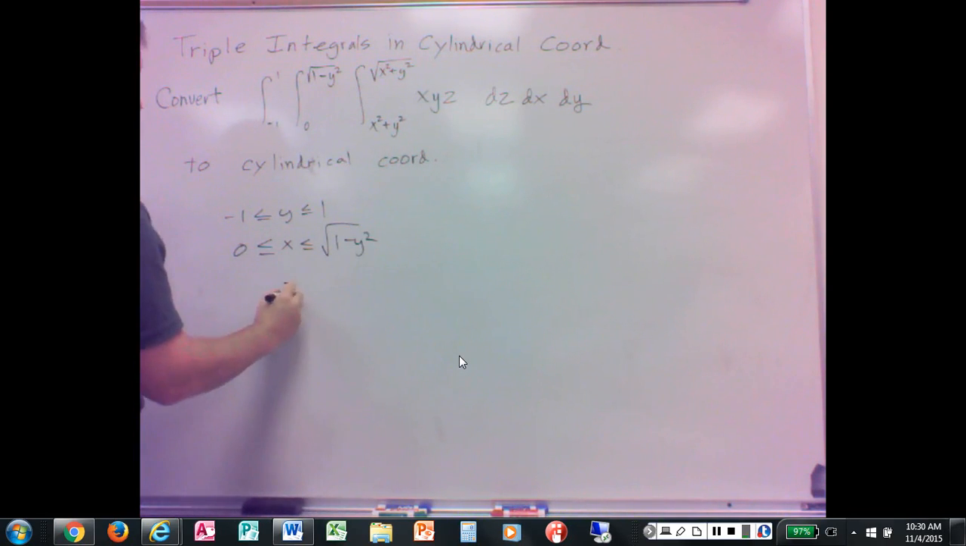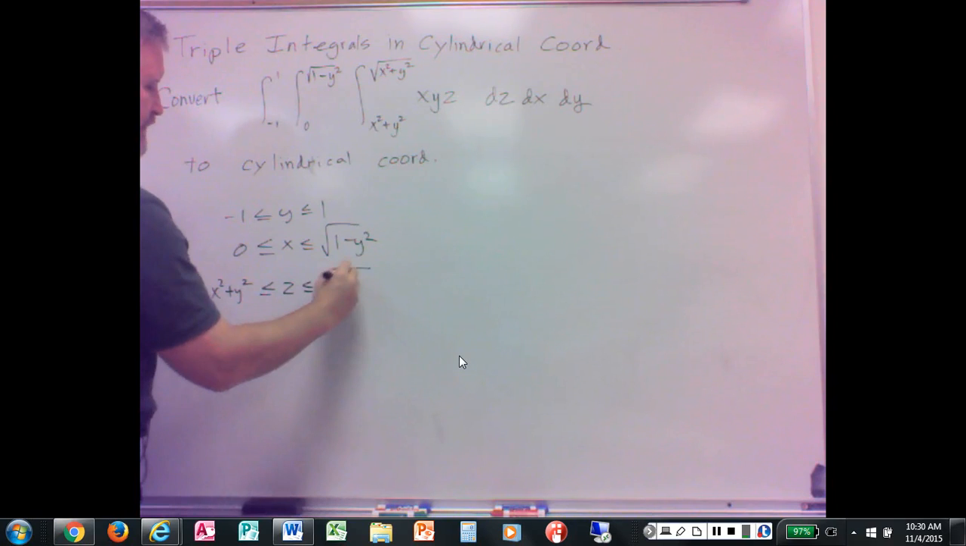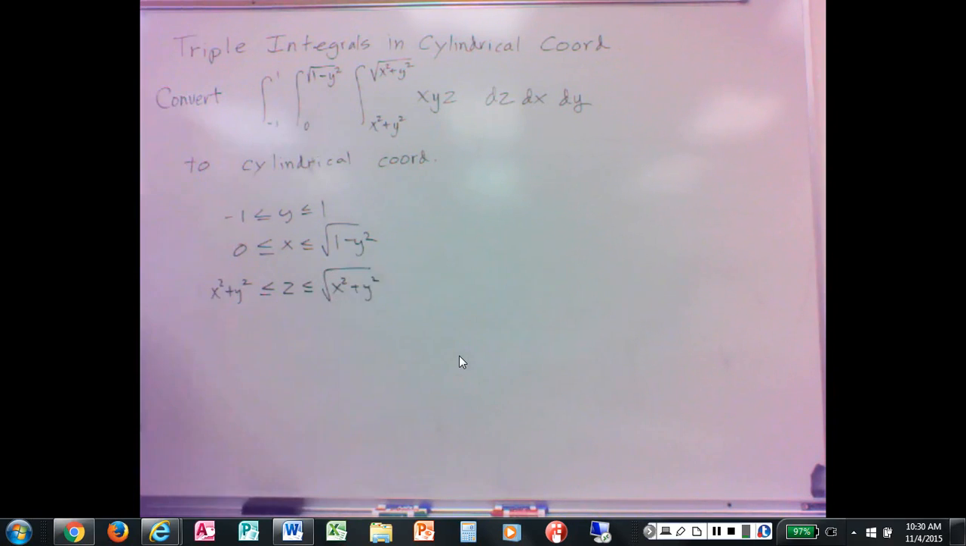And then the z is between x squared plus y squared and the square root of x squared plus y squared. So that's going to be the easiest conversion, because we want to change all these x's and y's over to r's and cosines and sines of theta. Well, we've got a pretty easy one for the z's, don't we? What would this be in terms of r and theta? That's just r squared. And that'd be the square root of r squared, so that'd be r. All right, so there's our z's.